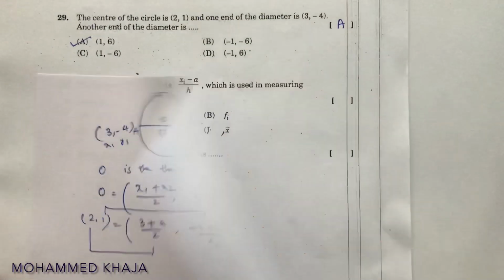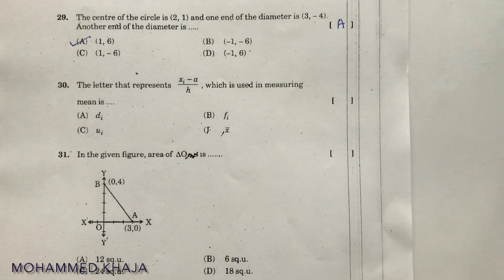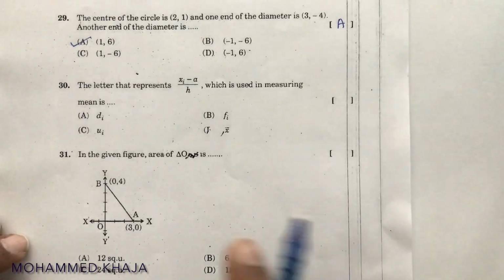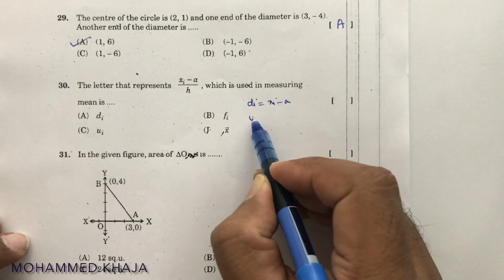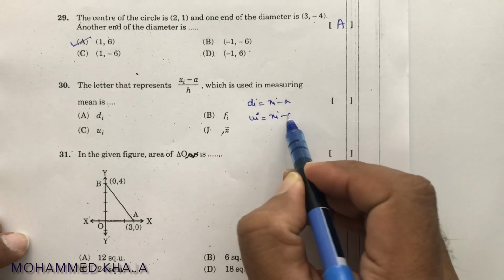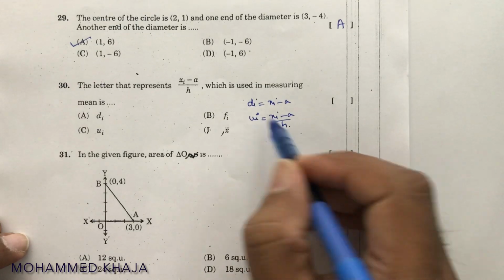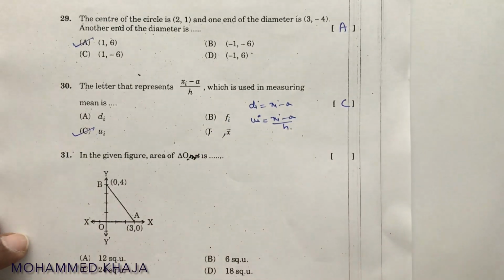Next question. The letter that represents (xi minus a) by h. Now see, di is xi minus a. ui is (xi minus a) by h. Now the correct option is C.